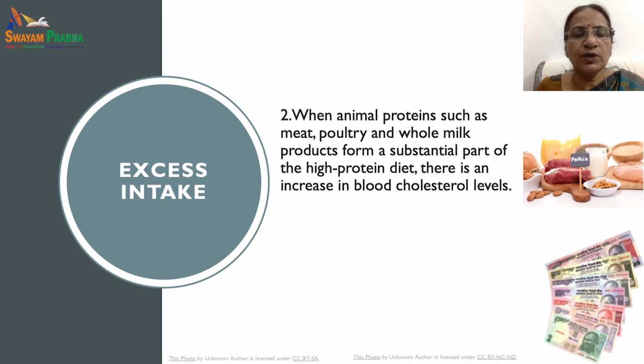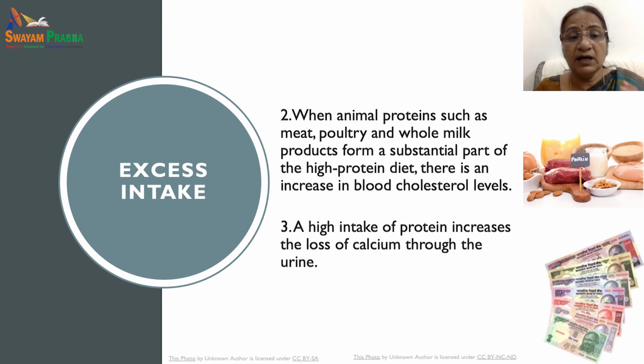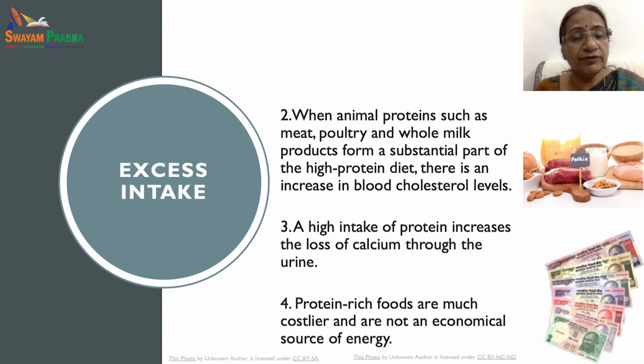The second is, when animal proteins such as meat, poultry, and whole milk products form a substantial part of the high protein diet, there is an increase in blood cholesterol levels. Third, a high intake of protein increases the loss of calcium through the urine. Fourth is, protein rich foods are much costlier and are not an economical source of energy.